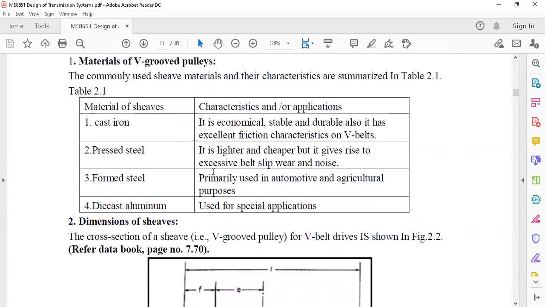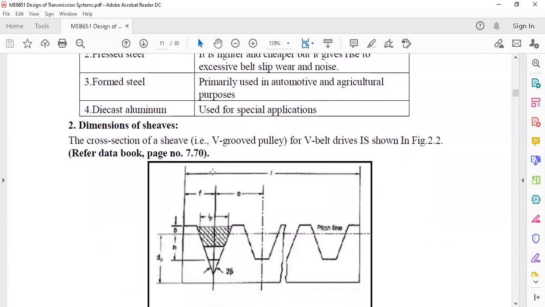This is what we are going to see in this video: how to design V-grooved pulleys. First, we commonly take from table 2.1, which is available at page number 7.81 of the PSG data book. The first thing is to select a material, whether the material is cast iron, pressed steel, formed steel, or die cast aluminum. These things we first want to discuss, and then the dimensions.